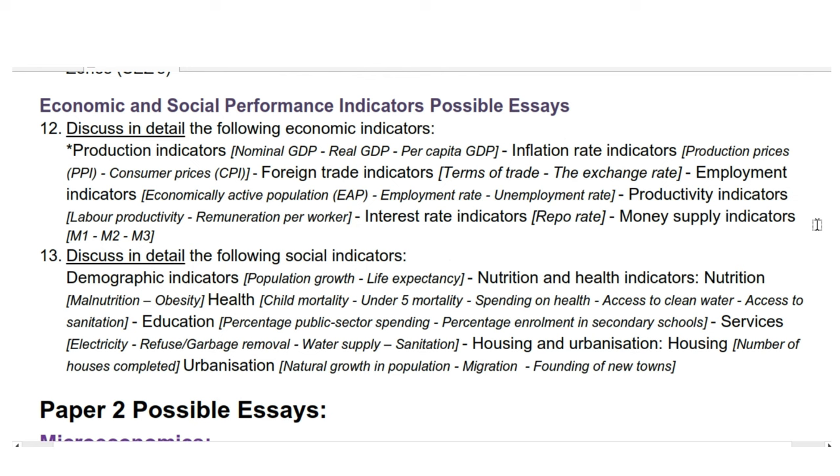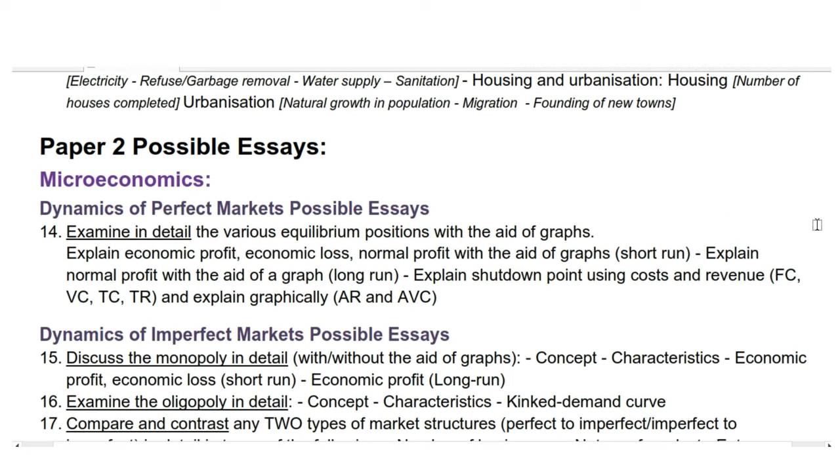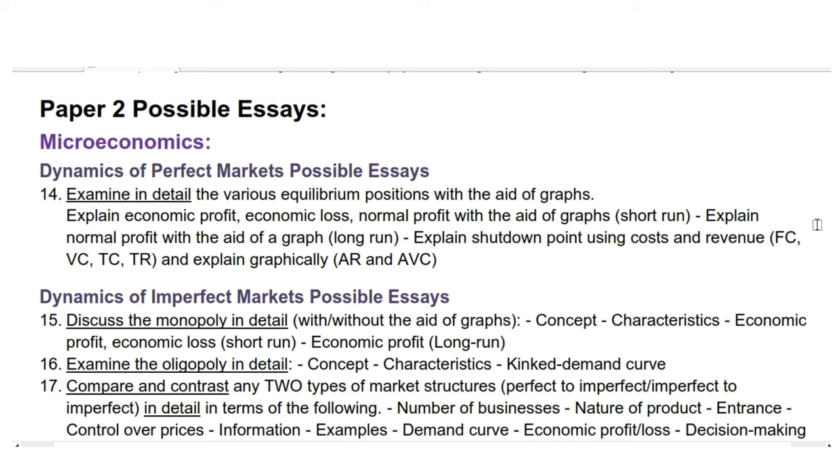supply, sanitation. E. Housing and urbanization: housing, number of houses completed, urbanization, natural growth in population, migration, founding of new towns. Paper 2 possible essays. We will start with microeconomics. Under Dynamics of Perfect Markets, we have one possible essay and it's the 14th on our list.